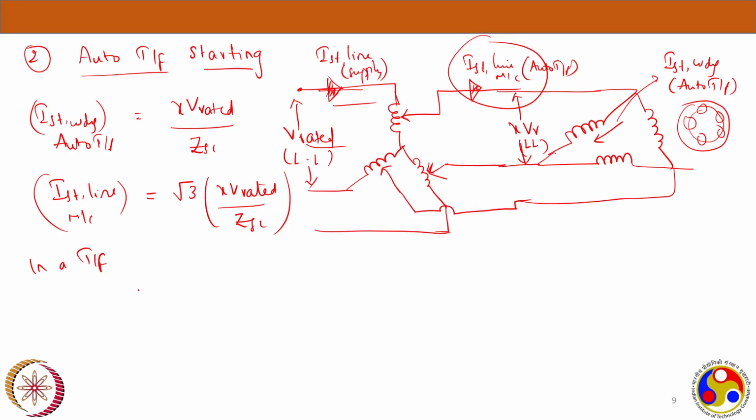Only your voltage levels will go up, step up and step down, but your kVA ratings remain the same. Now with this relation, the input kVA is root 3 V line I line. So root 3 times the rated supply voltage, line to line, and the current would be this current, the line starting current drawn from the supply. That's what we are interested to calculate.